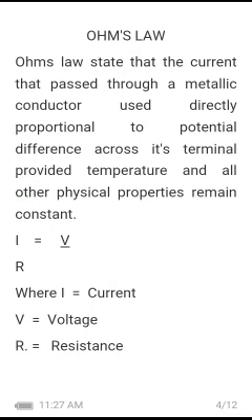Ohm's law states that the current that passes through a metallic conductor is directly proportional to the potential difference across its terminal, provided temperature and all other physical properties remain constant. So we can interpret the law by saying current equals voltage over resistance.